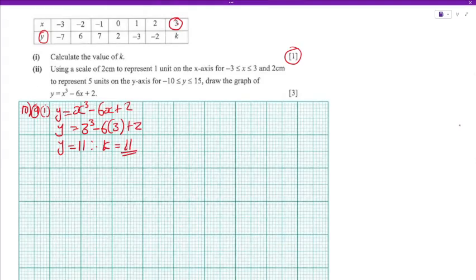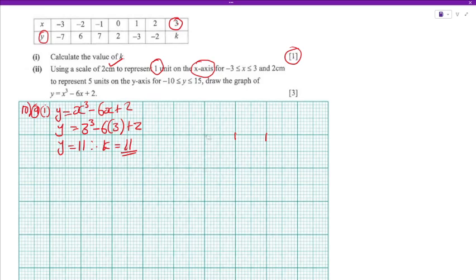Now here it is very important for you to know how to interpret the scale, because sometimes, especially for this question, they will give you different scales. You need to know how to interpret the scale. This is also going to help when we look at linear programming in the next session. Here they're saying using a scale of 2 centimeters to represent 1 unit on the x-axis. 2 centimeters is the distance from there to there. Simply put, one big box, from one corner of the big box to the other corner, is 2 centimeters.